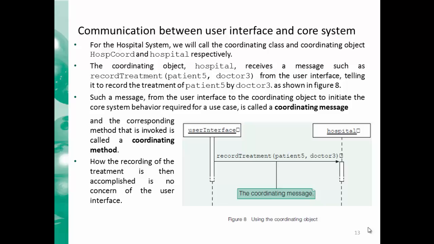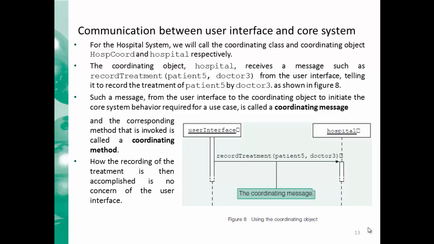create a new class. We called it Hospital to represent the coordinating object, and that object will receive what we call the coordinating message, representing the coordinating method implemented in that particular object or class. So now record treatment is the coordinating message, and you will for sure have a method in the Hospital class called record treatment. That coordinating message will take two parameters. One is a patient object, the other one is a doctor object.